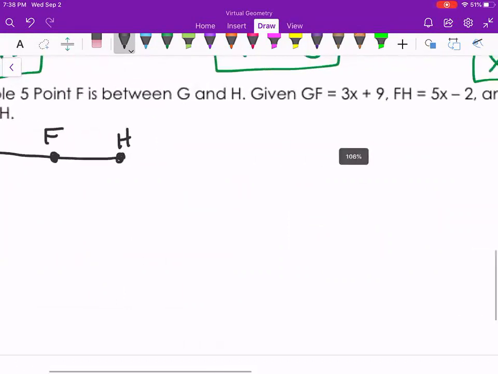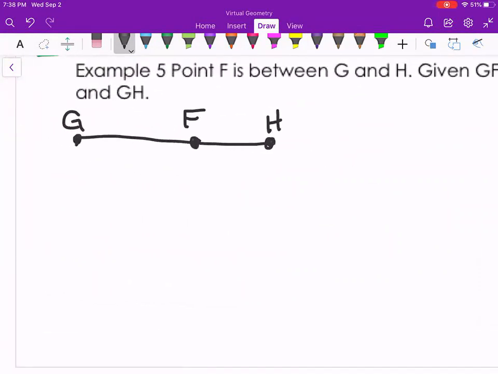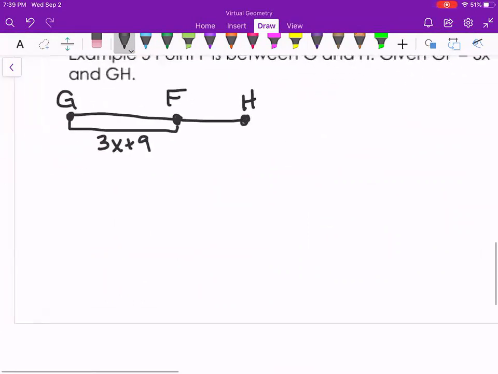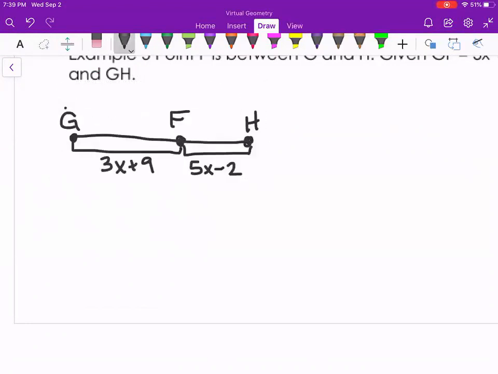All right, GF is 3X plus 9. So let's get that in. 3X plus 9. Okay. FH, 5X minus 2. All right, and then we know GH, which is the whole entire way. Actually, I'll put this on the top. So bear with me for just a second, guys. I'm going to move this down. Okay, so GH all the way across, 11X plus 4.